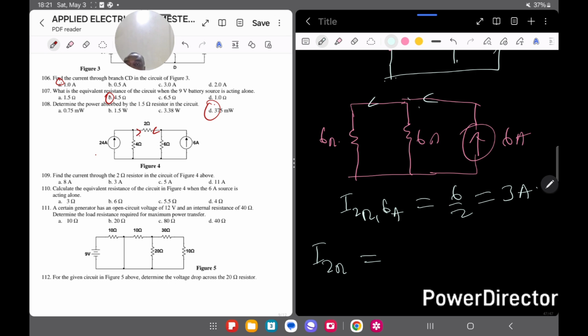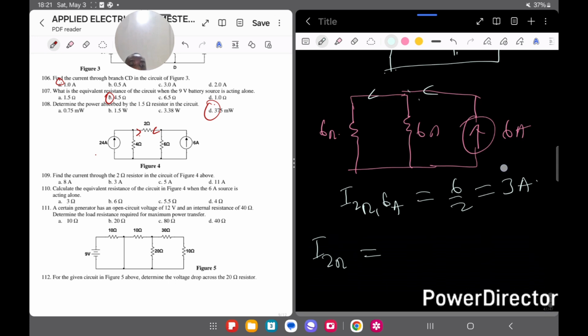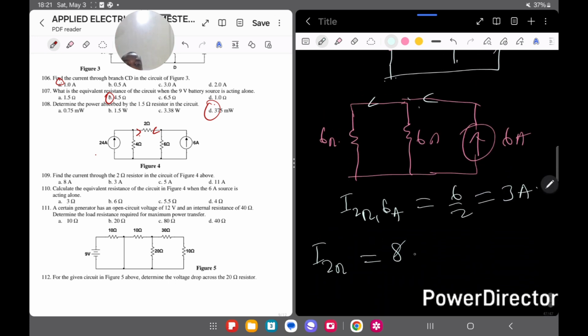The part due to the 24 amps, which is moving from left to right, I'm going to take to be positive, and the other one will become negative. That one we got as 8 amps. Then this one is 3 amps. So you get 5 amps. So the answer for question 109 is 5 amps here.